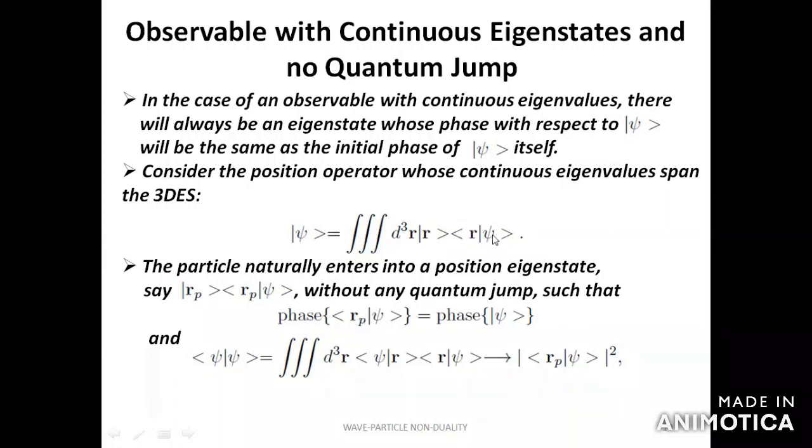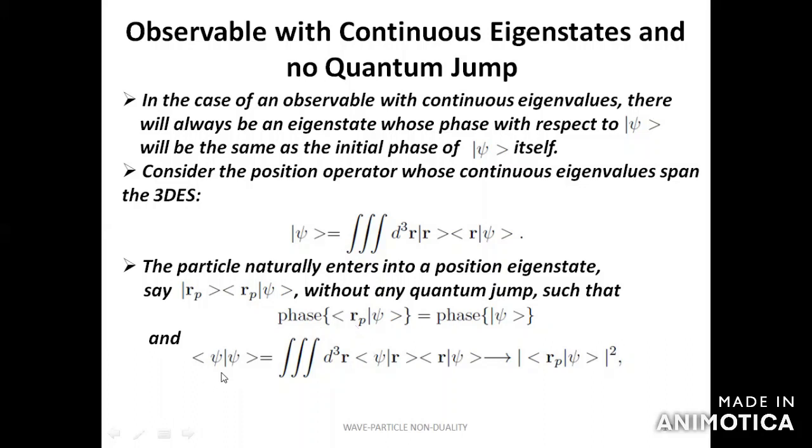Now the condition is this: earlier we had a minimum phase because the states are discrete, so there will be one state which has the minimum phase. But here we have a continuous basis. Therefore, there will always be one state whose phase is exactly the same as the phase of the state itself. This is the difference between a continuous basis and a discrete basis. So the particle naturally enters into that r_P, that position state.